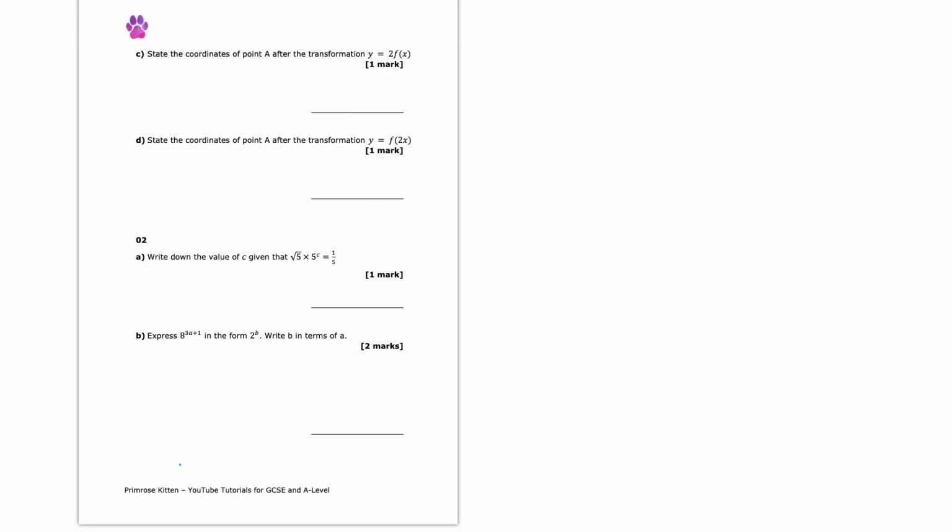Okay, question C says to state the coordinates of point A after the transformation of 2f of x. So let's just quickly sketch out the original function again. So we know that we had 0, 0 here, then we had 3, 2, and then we had 6 as well, so 6, 0 here. And we know that A is this one here.